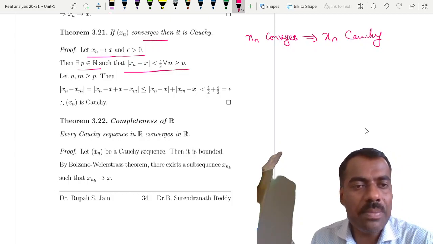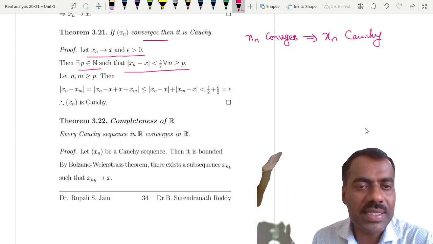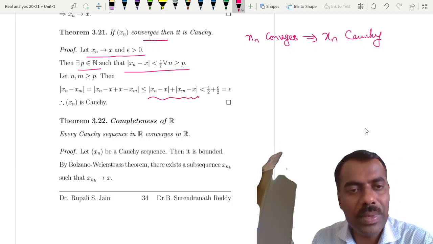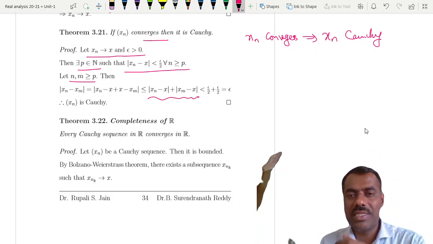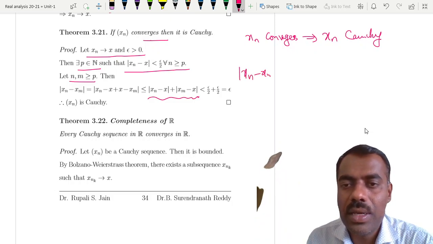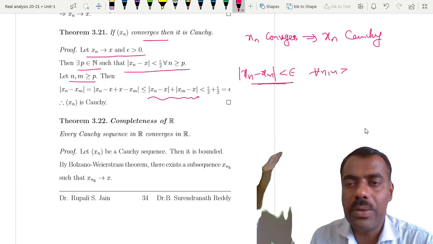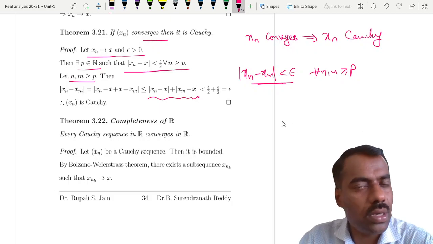So take n and m greater than or equal to p. Then for the difference mod xn minus xm, add and subtract this x and use the triangle inequality. Then by using this fact, since n and m are greater than or equal to p, this value is less than epsilon by 2 and this value is also less than epsilon by 2. So what you got is mod xn minus xm is less than epsilon for all n, m greater than or equal to p. That proves that if it is convergent, then it has to be a Cauchy sequence.